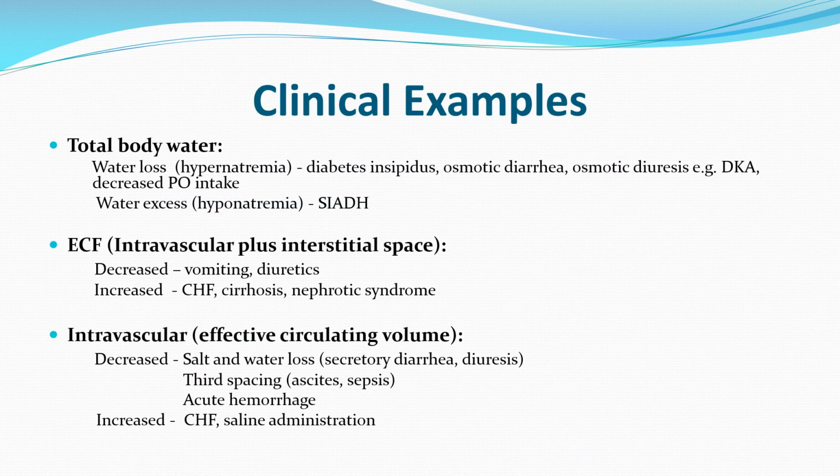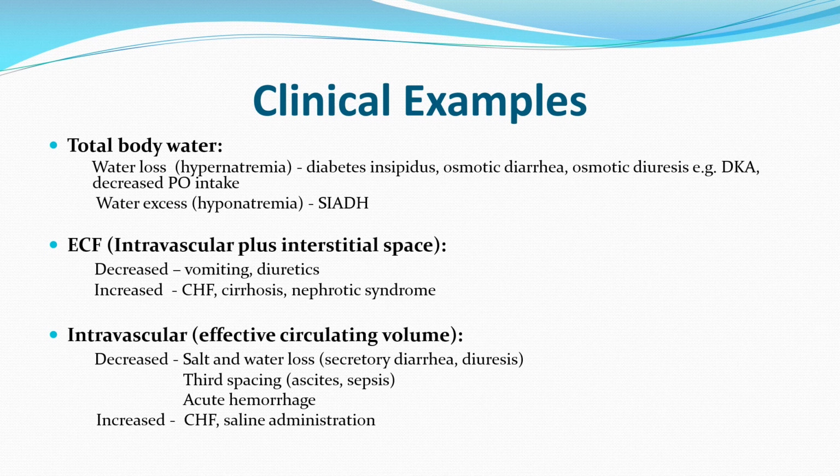Here are some clinical examples of various sodium and volume disorders. Some causes of water depletion or dehydration are diabetes insipidus, osmotic diarrhea, osmotic diuresis, or decreased PO intake. An example of water excess would be SIADH. Decreased ECF volume or hypovolemia can occur with vomiting or diuretic administration. Increased ECF volume or hypervolemia can be caused by heart failure, cirrhosis, or nephrotic syndrome.